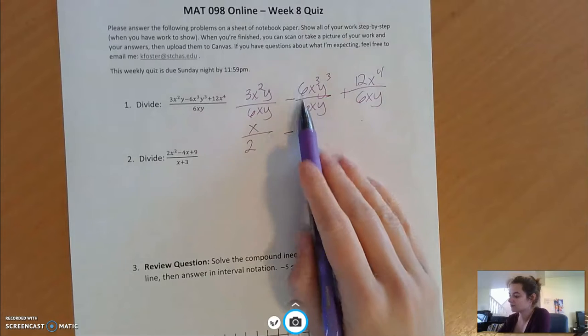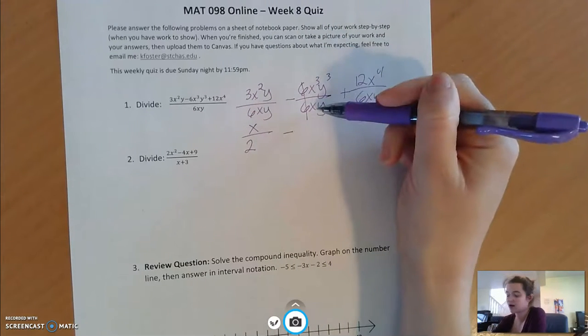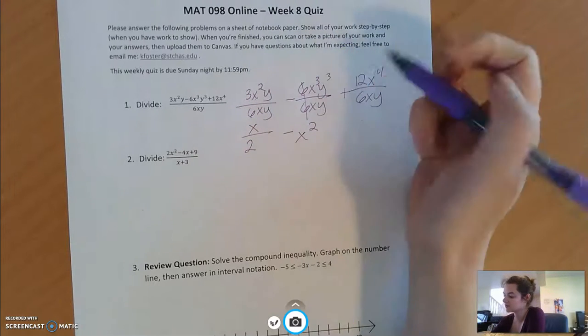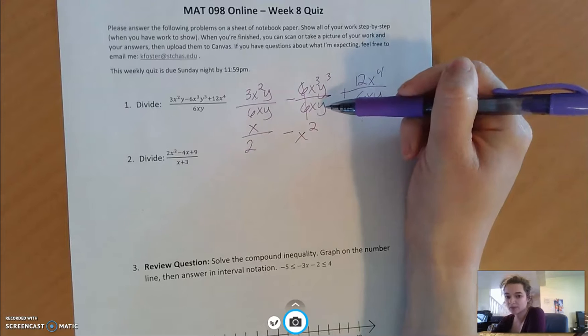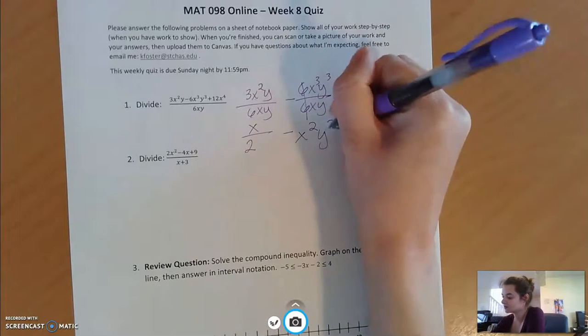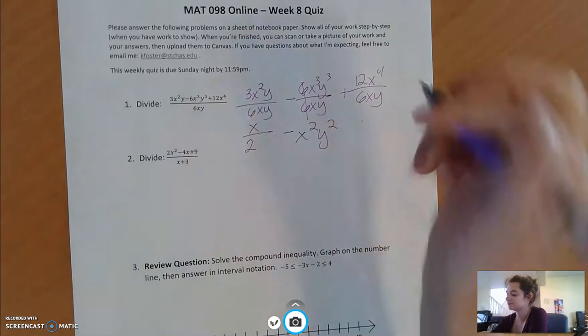Our second term, we can divide by 6. We can divide out one of the x's. So then that'll be x squared. We can divide out one of the y's. So then y to the third divided by y would be y squared. So that second term simplifies to x squared, y squared.